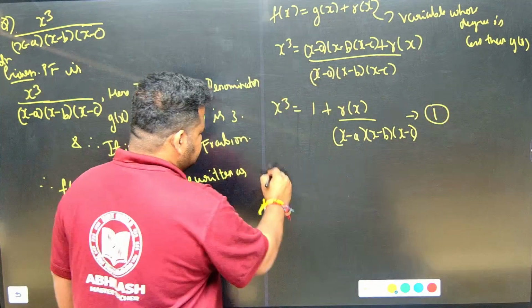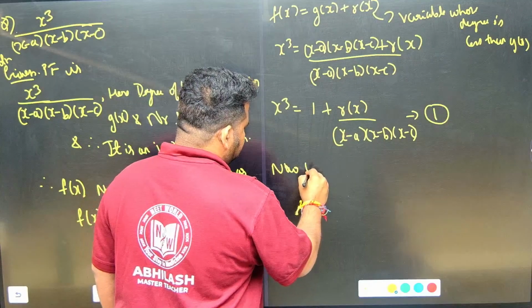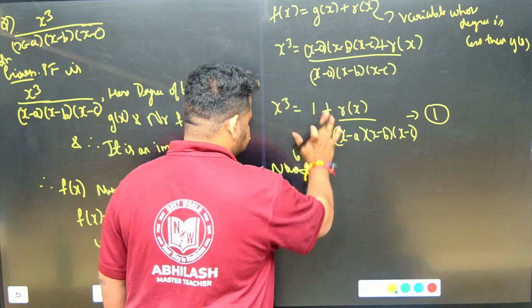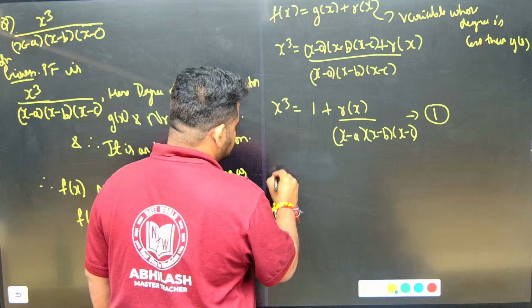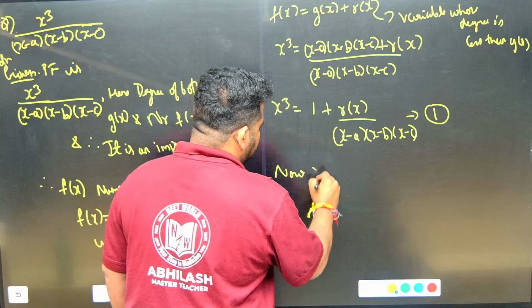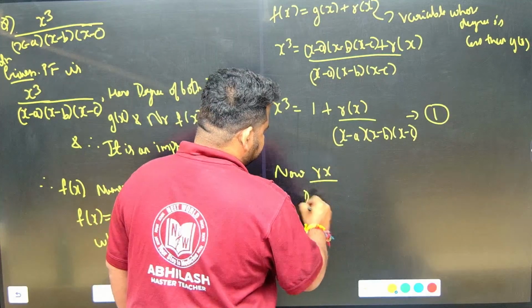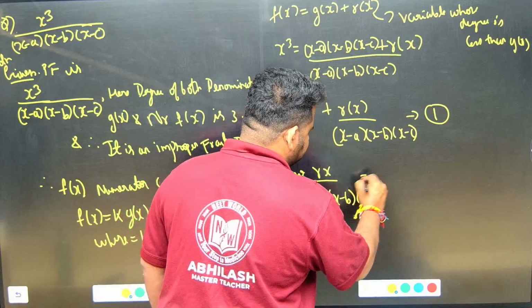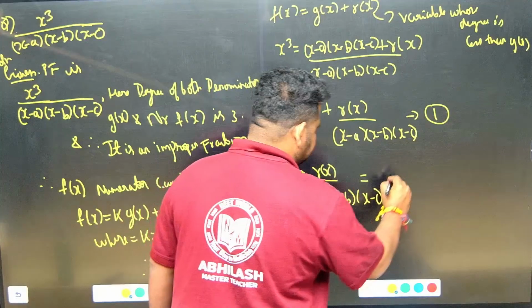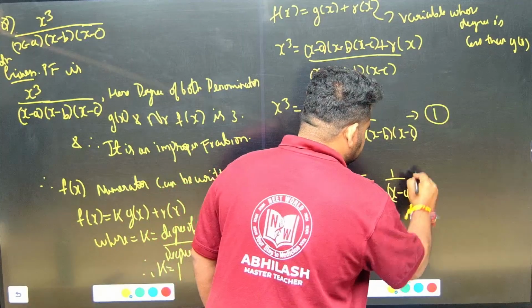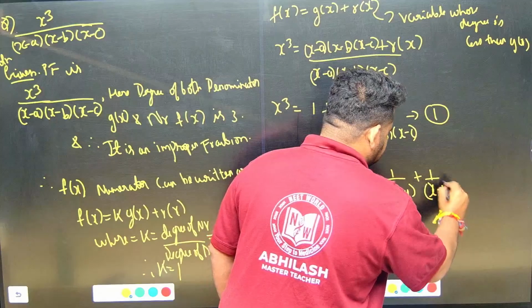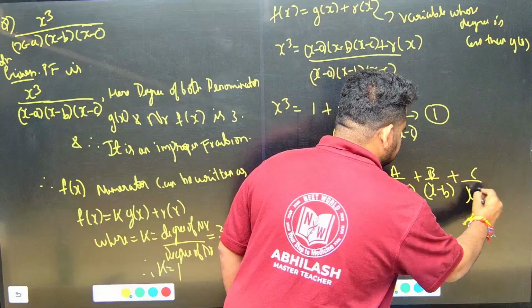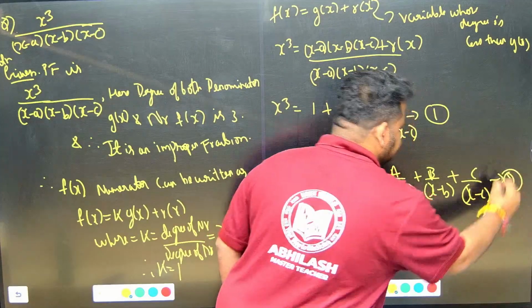Now let us take this. Now r of x by x minus a into x minus b into x minus c, this we will resolve into partial fractions. All factors are linear, so I can write it as A by x minus a plus B by x minus b plus C by x minus c. Let this be equation 2.